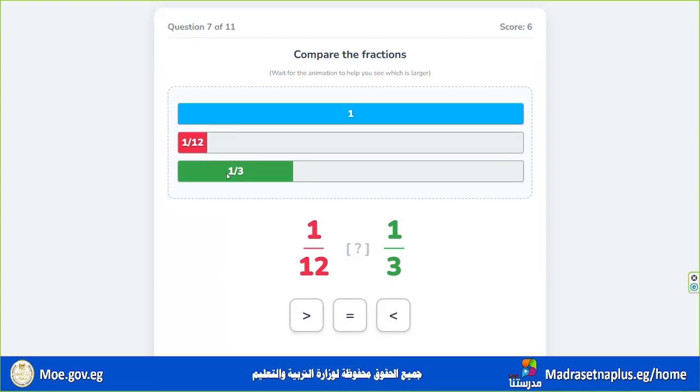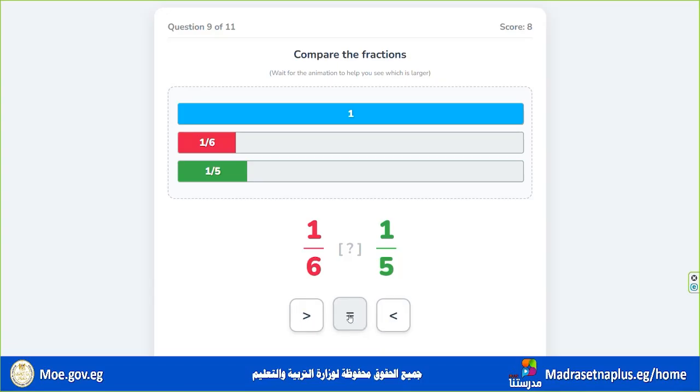1/12 and 1/3. 1/12 in front of you, the red one, is smaller than the green one. That means 1/12 is smaller than 1/3. Now your turn. 1/8 and 1/10. Which part is greater? Yes, 1/8 is greater. 1/6 and 1/5. Which one is greater? The green part. That means the red one is smaller.